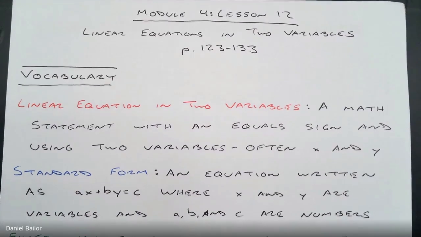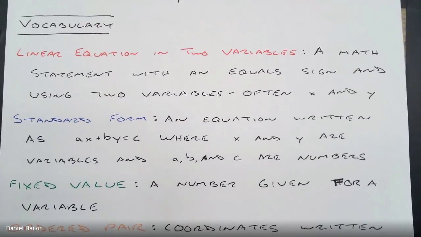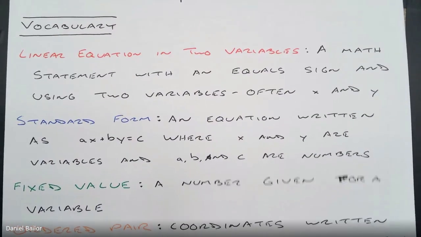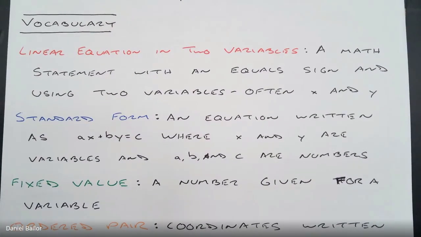But we have 4 vocabulary words today. First one is a linear equation in two variables. Very good, because it's the name of our lesson. A linear equation in two variables. Well, we've talked about a linear equation before. A linear equation is an equation for a line, for something that makes a straight line. So it is constant change.